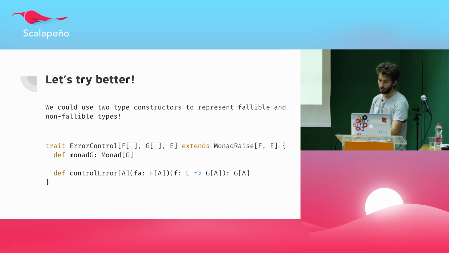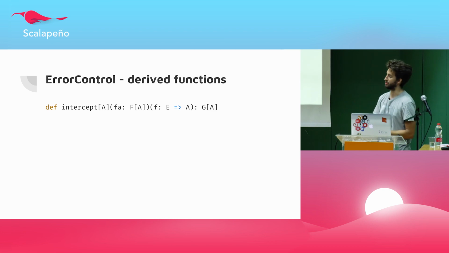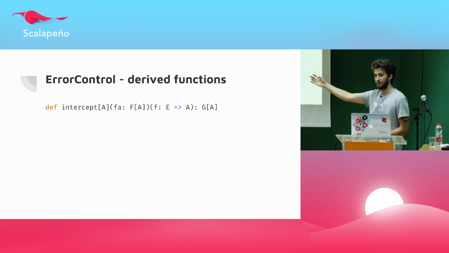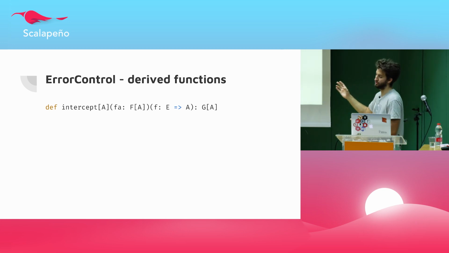And so what we can do with this is derive a bunch of functions to make it a bit easier. So the first function is called intercept, and it allows us to intercept errors. So we have an F of A that might have any errors, and the simplest thing we can do is turn all of these errors into values in A, and so we give it a function that takes an error value of E and returns a successful value of A, and then we can get a G of A out of that. And we can easily derive that by using the pure function.